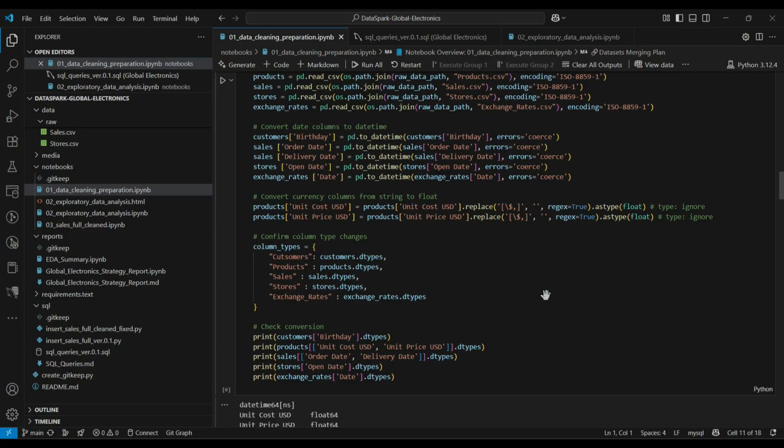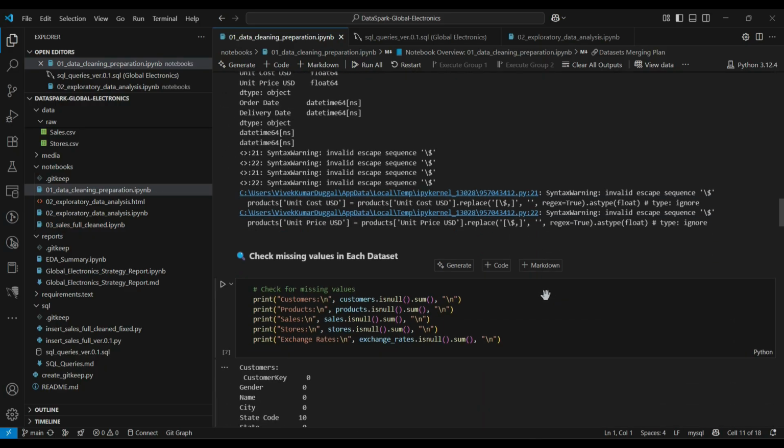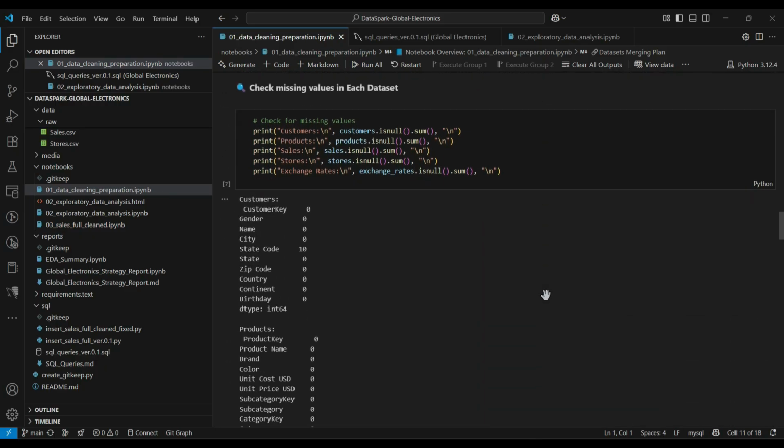I then standardized the date columns across datasets by converting them to datetime formats. Currency fields were converted from strings to floats, and other data types, especially for dates, products, and store fields, were corrected. To verify changes, I reviewed the updated column types.